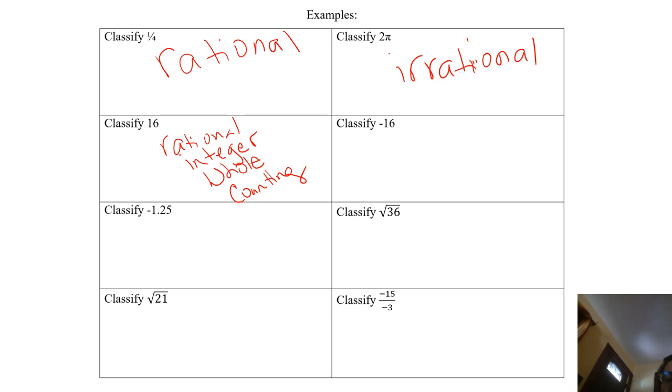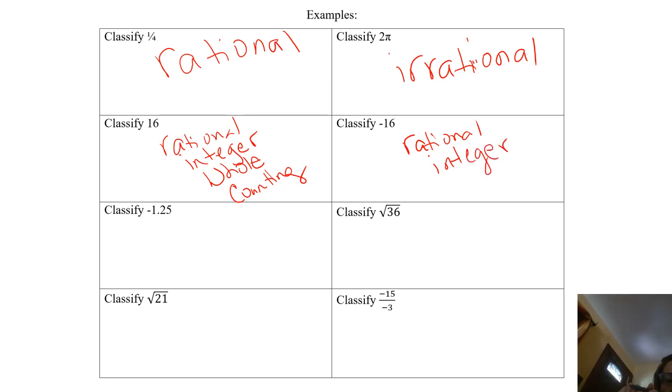All right, let's classify -16. It's rational because it's not pi or the square root of a non-perfect square or a decimal that goes on forever. Okay. Is it a decimal or fraction? No. Next question, is it negative? Yes. And you see on the chart to stop. It's rational and an integer.